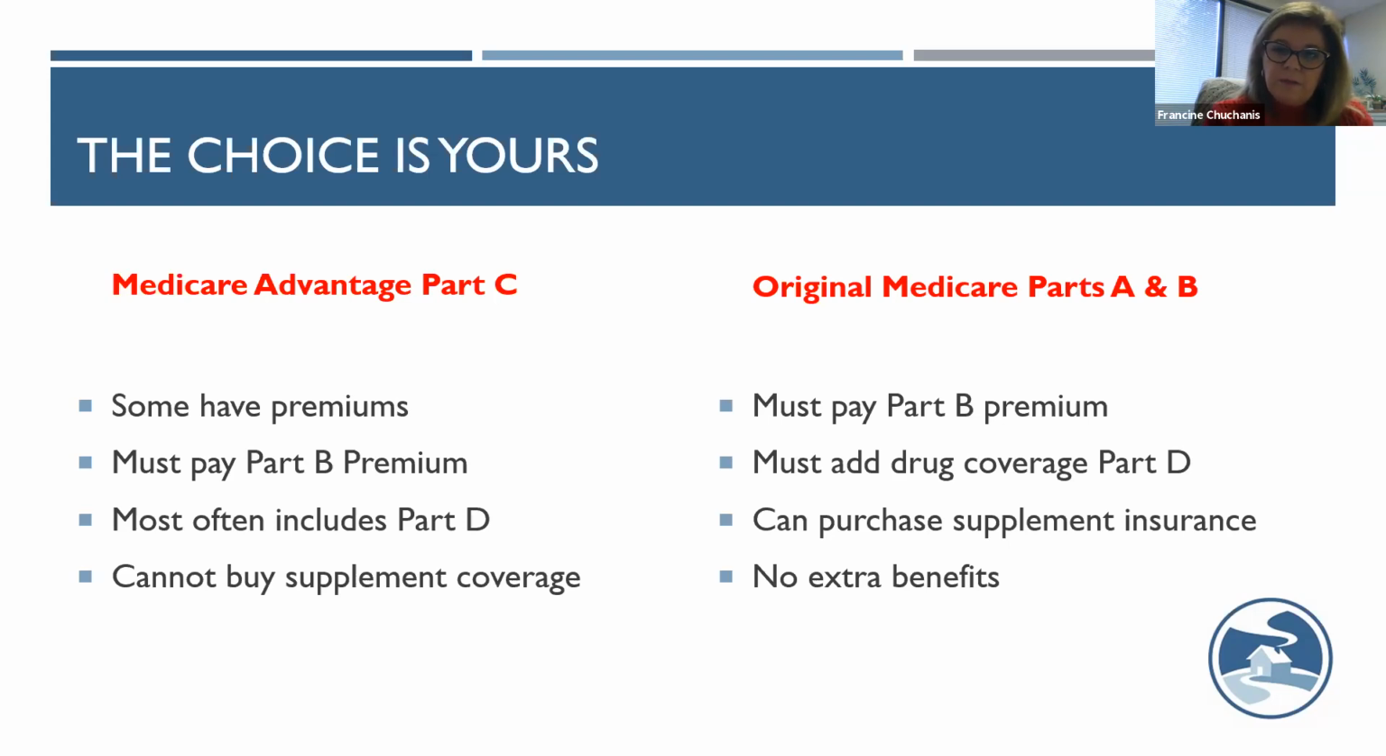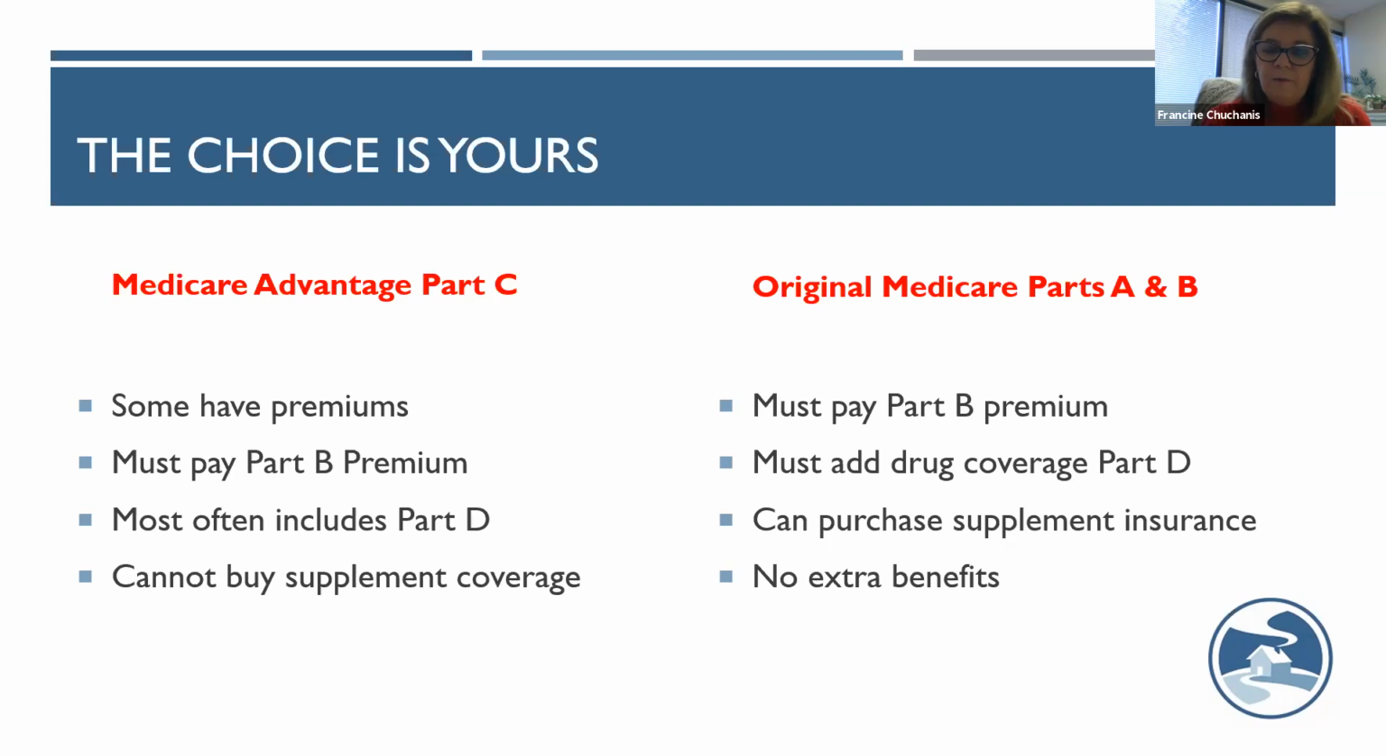Medicare Advantage plans, also known as Part C, you will see some have premiums, some don't. As I said, a person has to have Part B. Most of the plans, however, include prescription drug coverage. So you don't have to get a separate plan for prescription drug coverage. It is all wrapped into one. So you have your Medicare A, B, and D in one plan. But you cannot buy any supplemental coverage like you can in original Medicare or traditional Medicare.